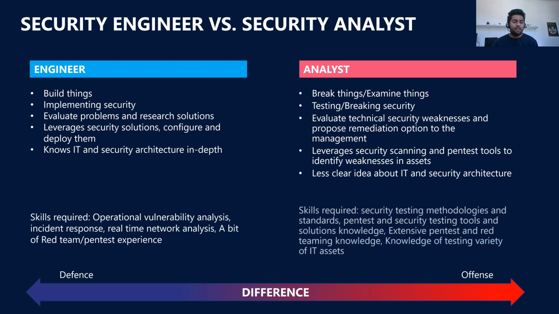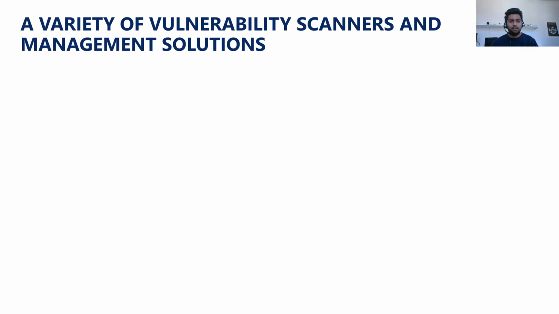So basic skills required: operational vulnerability analysis for engineer, incident response, real-time network analysis, red team pen test experience, and analyst skills. You are already aware of that. They would require extensive knowledge of testing and different tools available in the market in order to exploit the vulnerabilities and test the vulnerabilities. So this is the difference between the engineer and the analyst.